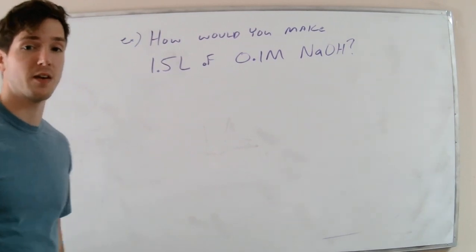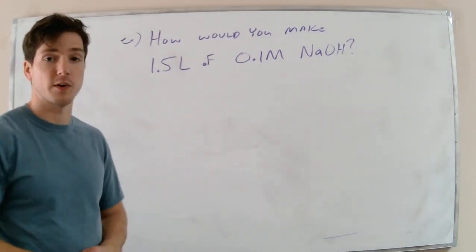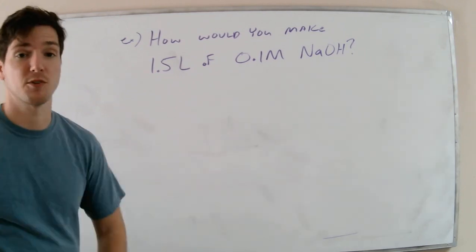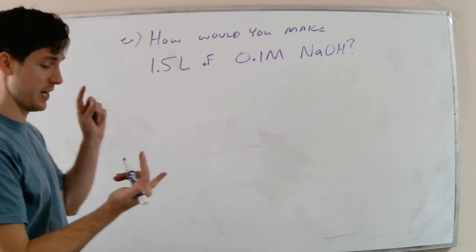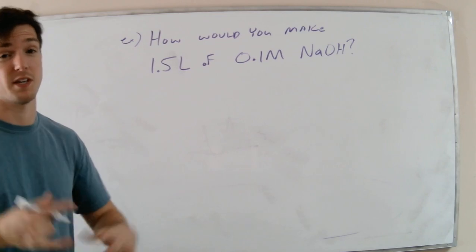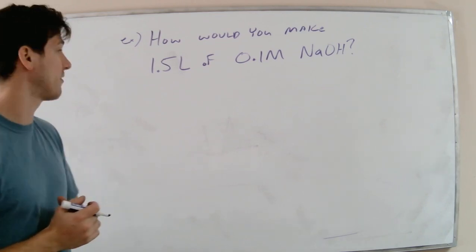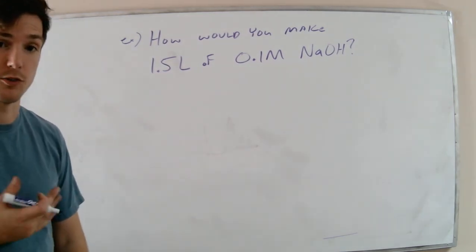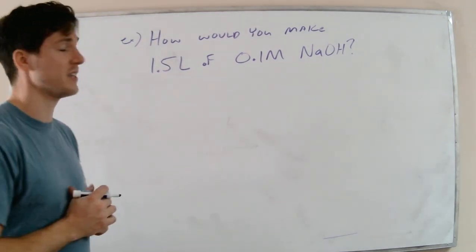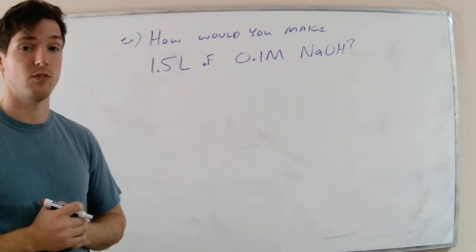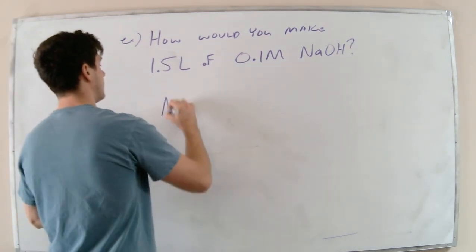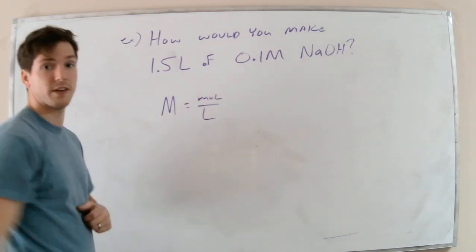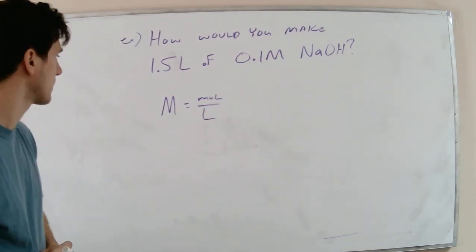So how would you make 1.5 liters of 0.1 molar NaOH? I had to do this actually the other day for my AP chemistry lab that I was doing. So I knew I needed 1.5 liters of solution because I needed enough for all 5 groups, and I knew that it needed to be at a 0.1 molar concentration. So when I was making this, I was thinking, how many grams do I need? Well, I know molarity equals moles over liters. Well, if I can figure out the moles, I can figure out the grams.